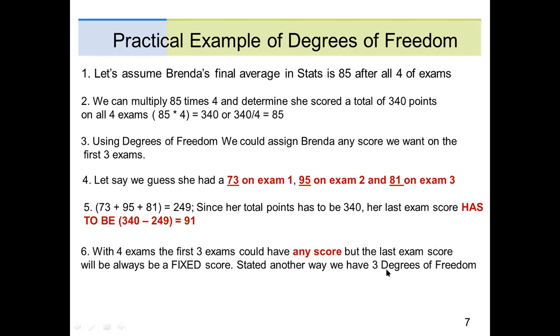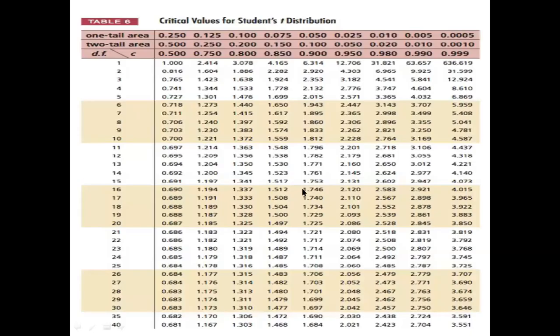Stated another way, we have 3 degrees of freedom. For her first 3 tests, we were free to pick any value we want. So that's this idea that you're going to see in this chart. I thought I'd take the time to explain what degrees of freedom mean. Degrees of freedom is your n value subtract 1. In this case, we had 4 tests, subtract 1, which means these 3 exams could be anything we wanted them to be. And that last exam had to be exactly, in this case, 91.